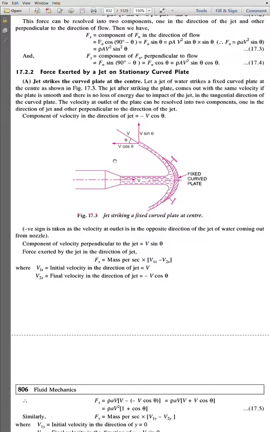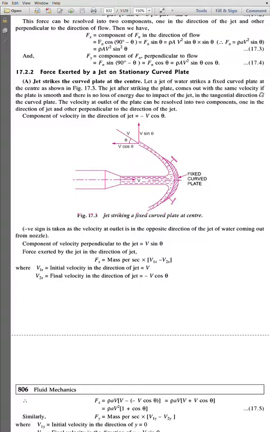Let us see first what we have. Let a jet of water strike a fixed curved plate at the center, as shown in the figure. The jet after striking the plate comes out with the same velocity if the plate is smooth and there is no loss of energy due to the impact of the jet, that we have already discussed. In all the cases we are going to deal with, the assumptions will be the same. The plate is smooth and there are no impact losses. Then the velocity at which it strikes, with that velocity it will start moving along the plate and escape from the plate.